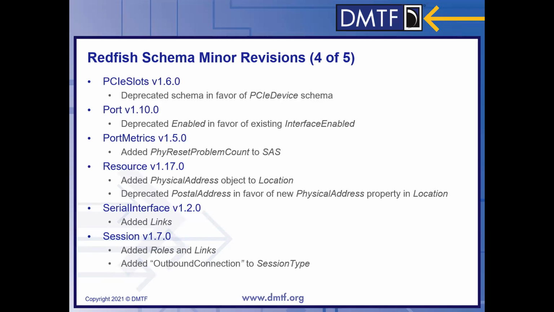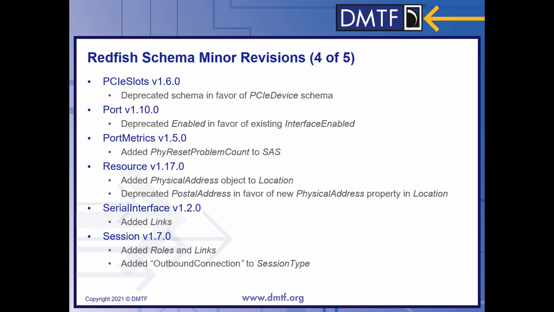Port, this was a small error that we had as we migrated a network port to the port, the more generic and widely used port resource. We mistakenly copied the property enabled from network port because we thought it didn't exist. We found later that it effectively duplicates the property interface enabled, which was pre-existing in port. Since interface enabled was already there, we deprecated that enabled property because it is truly duplicative. Quick add to port metrics for a PHY reset count.